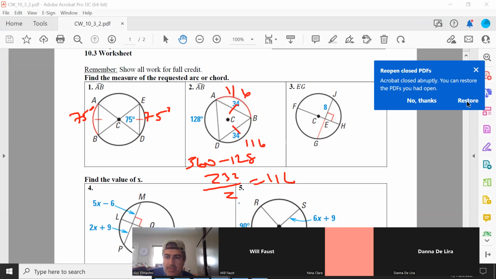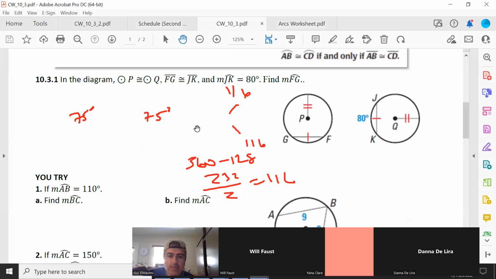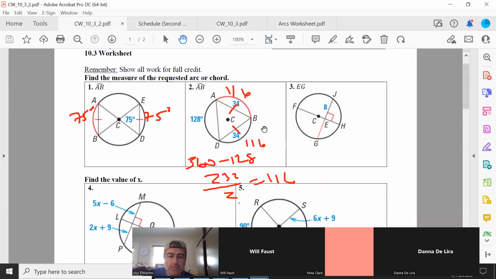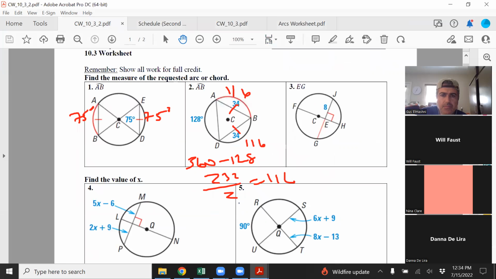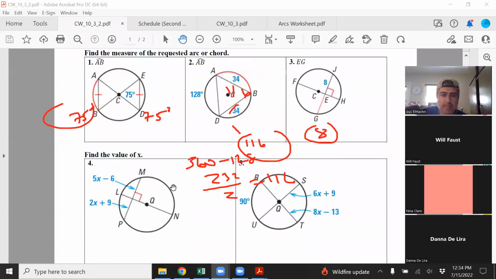Actually, let me restore these. Okay. And then this one here, if that's 8, that's also 8. So there you go. So you have 116, 75, and 8 for 1, 2, 3. You can see those are the answers we see in the answer key.